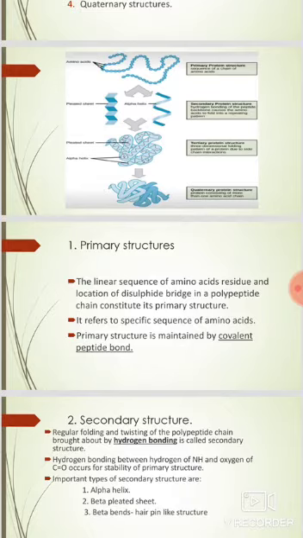Primary structure. The linear sequence of amino acid residues, and location of disulfide bonds in a polypeptide chain constitute its primary structure. It refers to a specific sequence of amino acids. Primary structure is maintained by covalent peptide bonds.